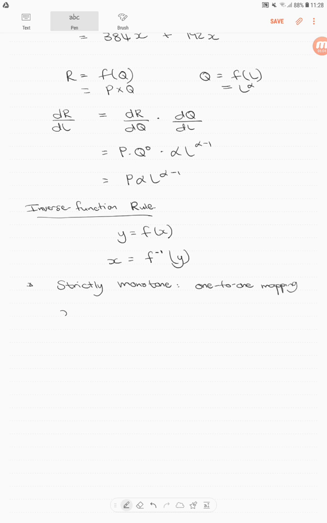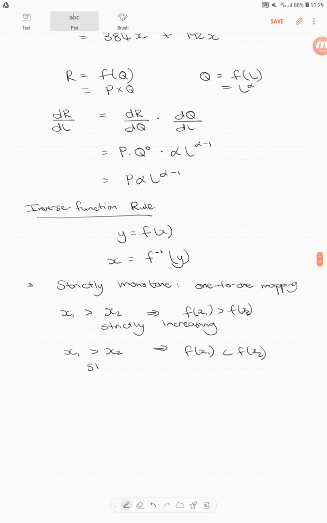If x1 is larger than x2, and f of x1 is larger than f of x2, this is a strictly increasing function. If x1 is larger than x2, but f of x1 is smaller than f of x2, this is a strictly decreasing function.